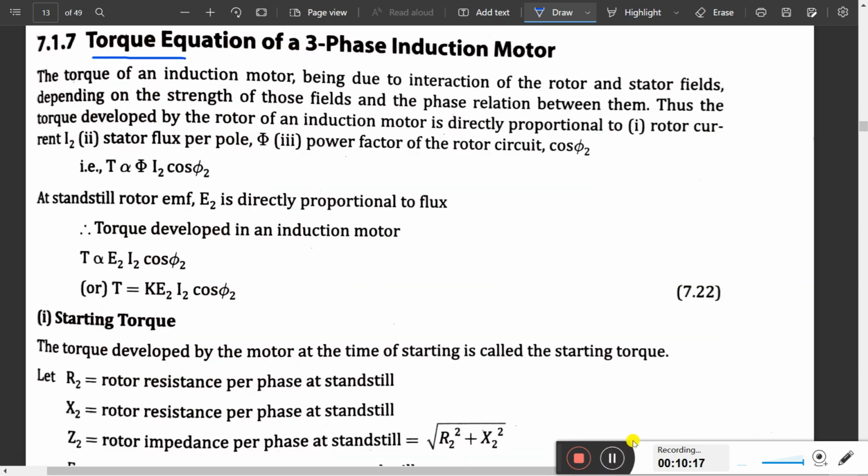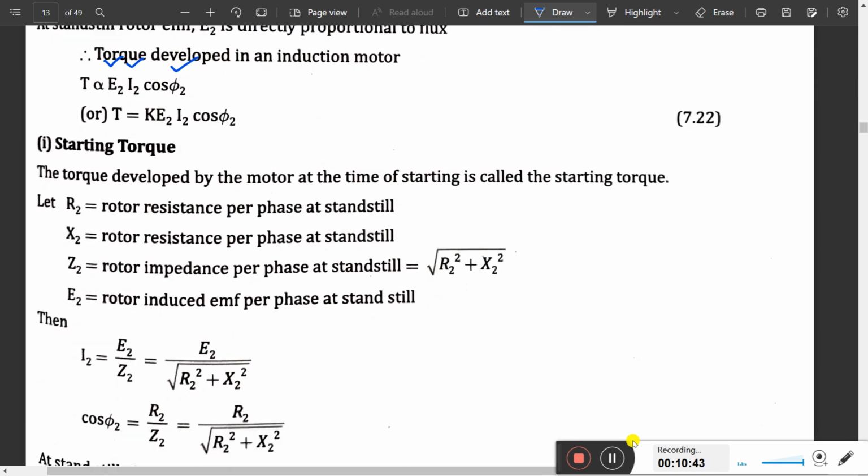Now coming to the torque equation. Our main topic is the torque slip characteristic. In this, the torque equation of a three-phase induction motor: try to observe that the torque is directly proportional to the flux, the secondary current and the power factor. The flux is directly proportional to the secondary voltage. We can directly write T is equal to K E2 I2 cos phi2, and we derive the current from the above equations. I2 is equal to E2 by Z2, that is E2 by the square root of R2 squared plus X2 squared. This is at starting torque. We already discussed that we have three types of torque.